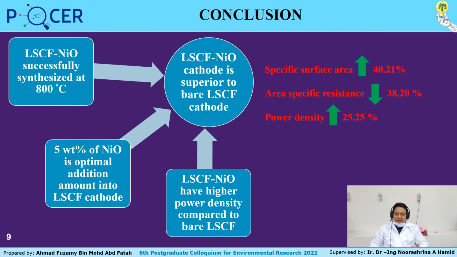As a conclusion, it was confirmed that the LSCF-NiO was successfully synthesized at 800 degrees Celsius, which answered the first objective. The optimization process from the electrochemical and BET analysis suggests that 5 weight percent of NiO is a sensible addition amount for the LSCF-NiO cathode, which summarized the second objective. The third objective was answered by the Bode plot that revealed that the low frequency impedance of the LSCF-NiO is far smaller than the bare LSCF. Finally, a single cell of LSCF-NiO is capable of improving the power density by 25.35%, which finalized the fourth objective.